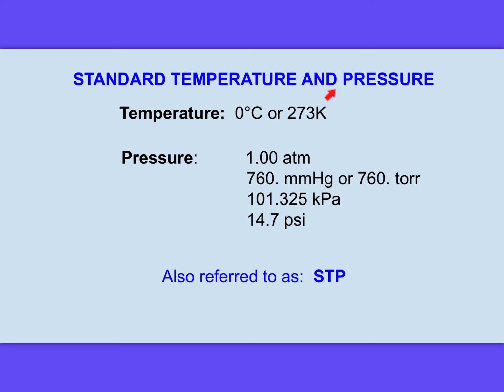And you need to know that standard temperature and pressure occur when the temperature of a gas is at 0 degrees Celsius, or 273 Kelvin, and when the pressure is 1 atmosphere, or 760 millimeters of mercury, or 101.325 kilopascals, or 14.7 pounds per square inch. These are all equivalent to each other. And again, sometimes we just refer to this as STP.